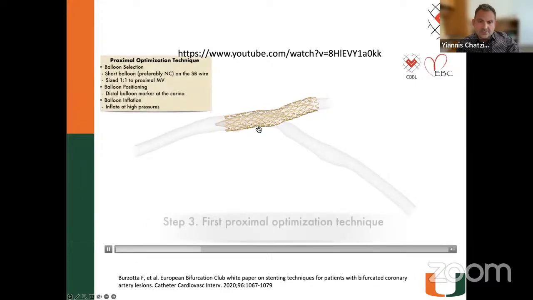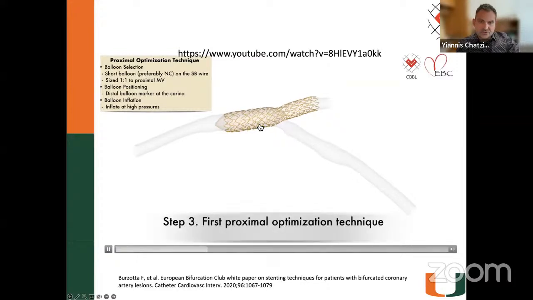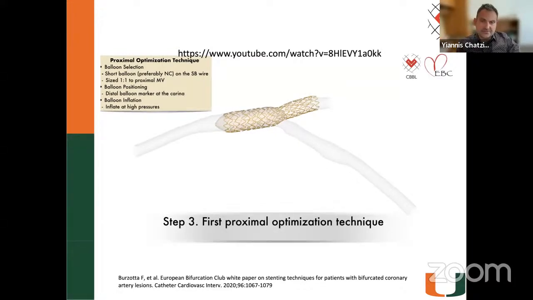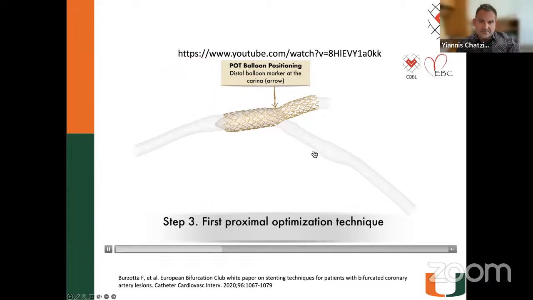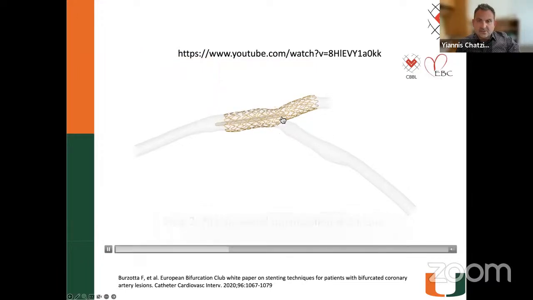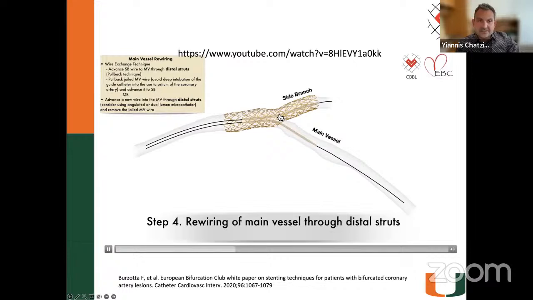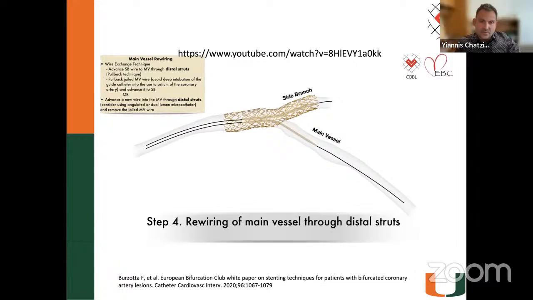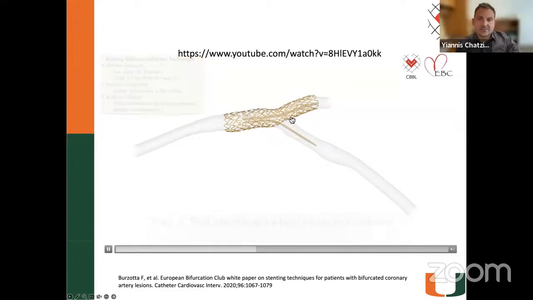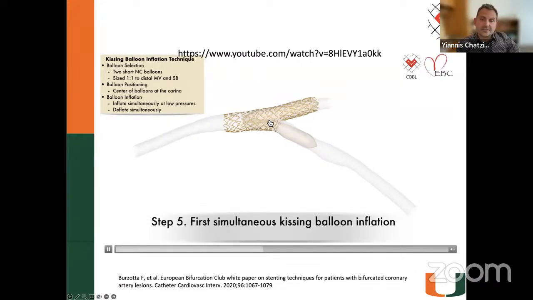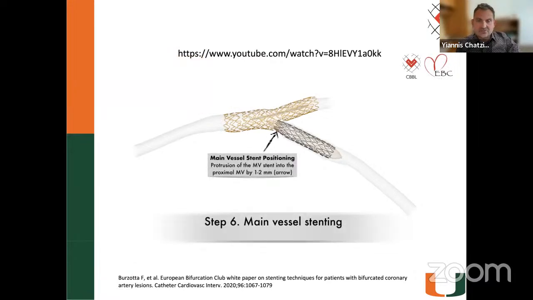Then what we do is a nice POT with a short NC balloon in high atmospheres to open the struts to the main vessel nicely here. And then always the balloon marker at the carina. And then we rewire with a wire exchange technique or other approaches, or maybe a dual lumen catheter. We rewire from distal struts the main vessel. Then we do kissing. We can do sequential and then simultaneous, I'll show you.